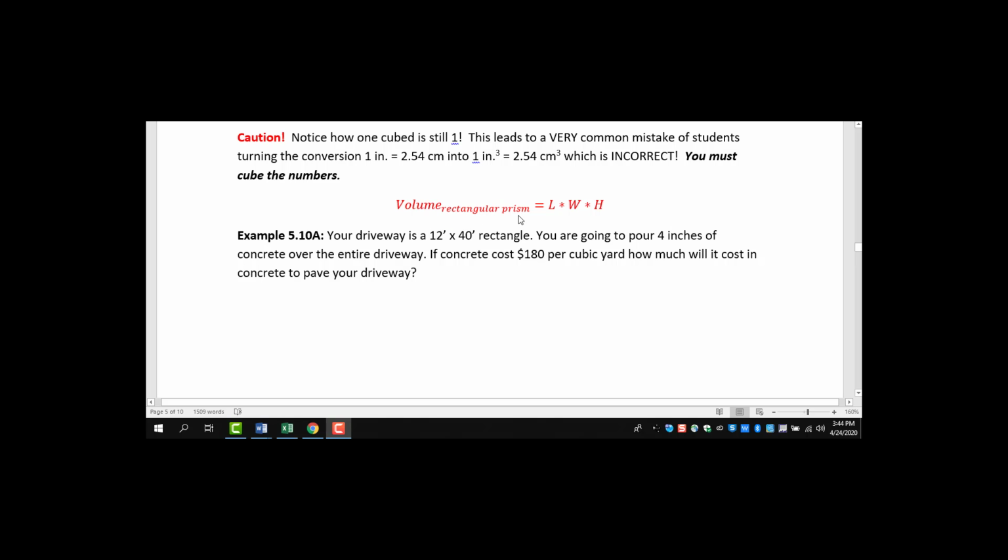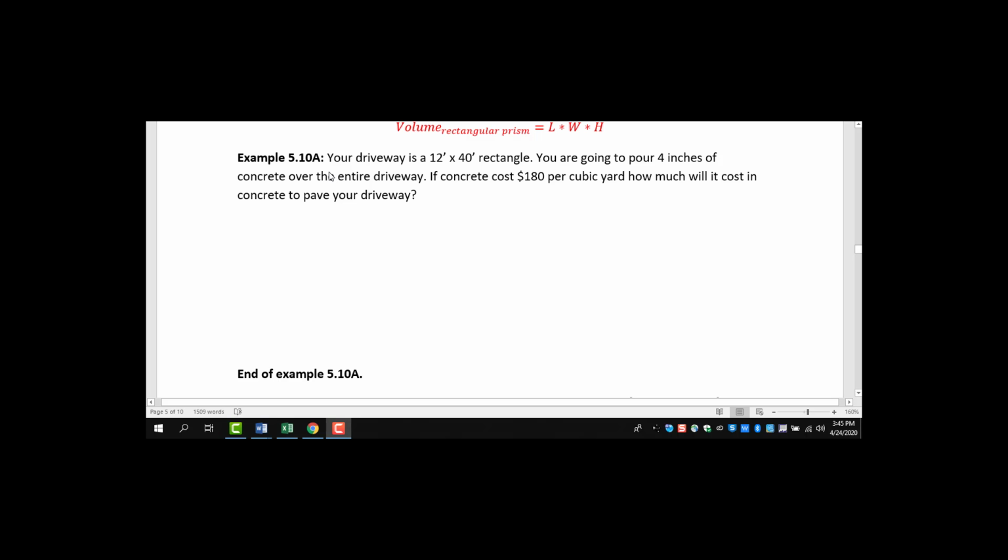So the volume of a rectangular prism, which you can think of as a box, is length times width times height. So that's how you get the volume. So this is our example, 10A. It says your driveway is a 12 by 40 foot rectangle and you're going to pour 4 inches of concrete over the entire driveway. If concrete costs $180 per cubic yard, how much will it cost you to pave the driveway? So you have to imagine this: it's 12 by 40 by 4 inches.